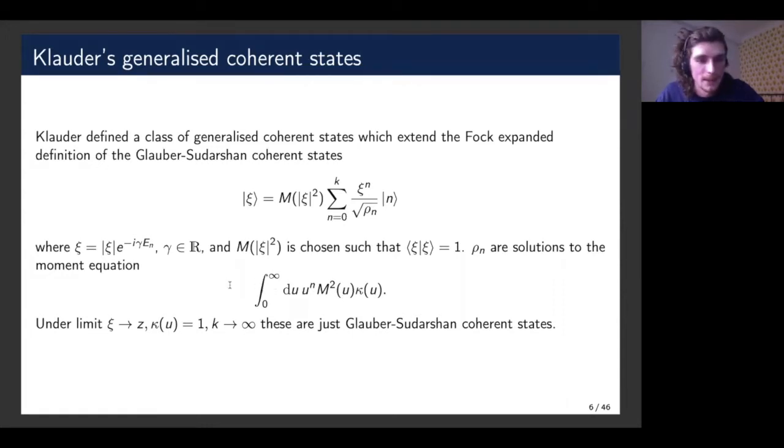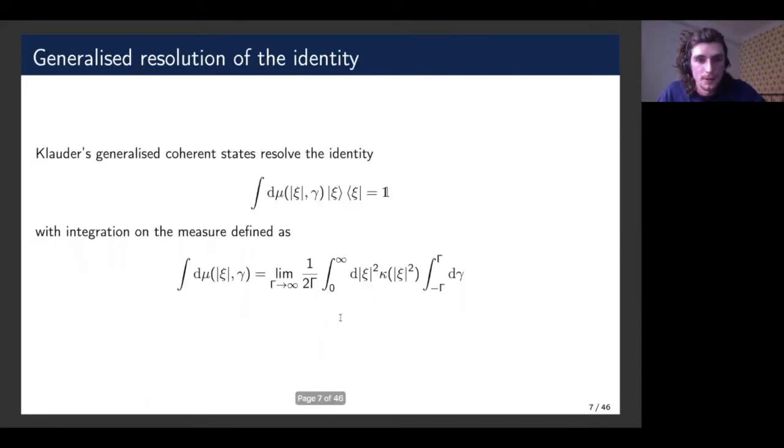I missed that. Sorry. Under certain circumstances, these states reduce to the Glauber-Sudarshan coherent states if we take these limits. The convenience of the construction of generalized coherent states like this is that they resolve the identity by definition. So the integration over this measure mu is defined in the following way, where we integrate over the radial part of psi and then over its phase in this way.